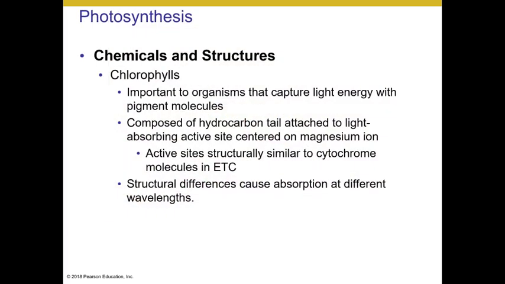Photosynthetic microbes have pigments called chlorophylls that absorb light energy. They have a light-absorbing head with magnesium at the center. Different chlorophylls absorb different wavelengths, letting microbes live in different light environments. They work much like cytochromes in the ETC. NCLEX connection: magnesium is essential for chlorophyll function. Malnutrition in plants leads to yellowing leaves. In human nutrition, magnesium is also critical for enzymes and muscle contraction.